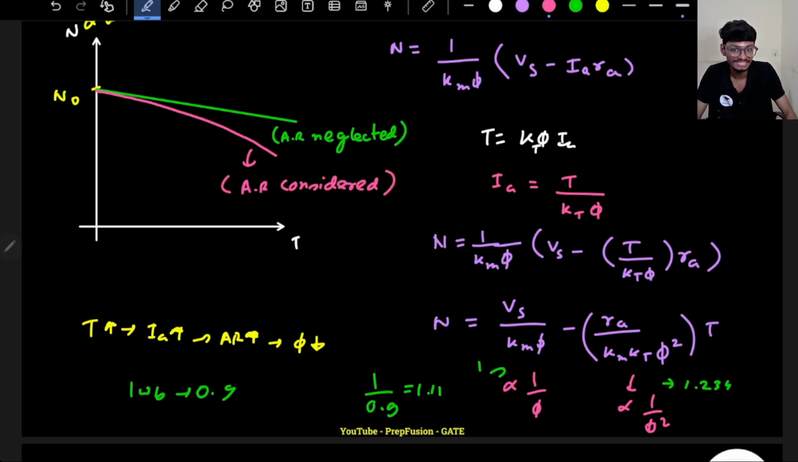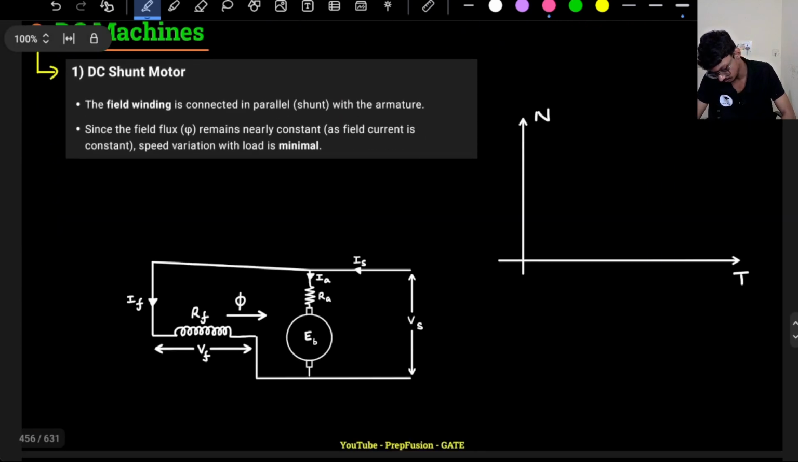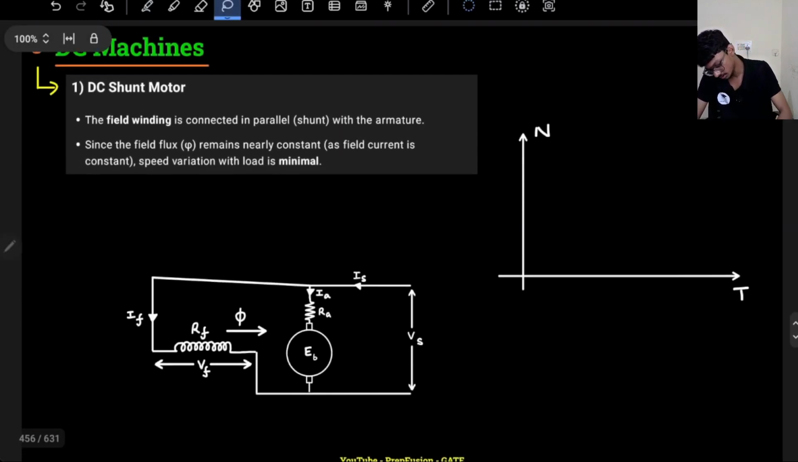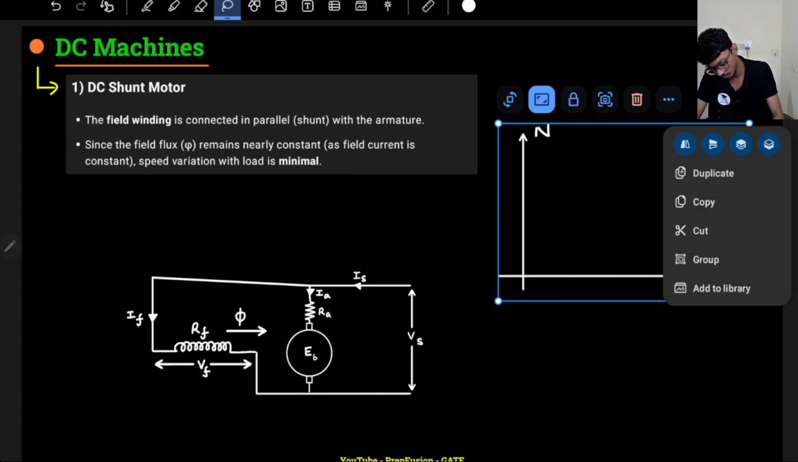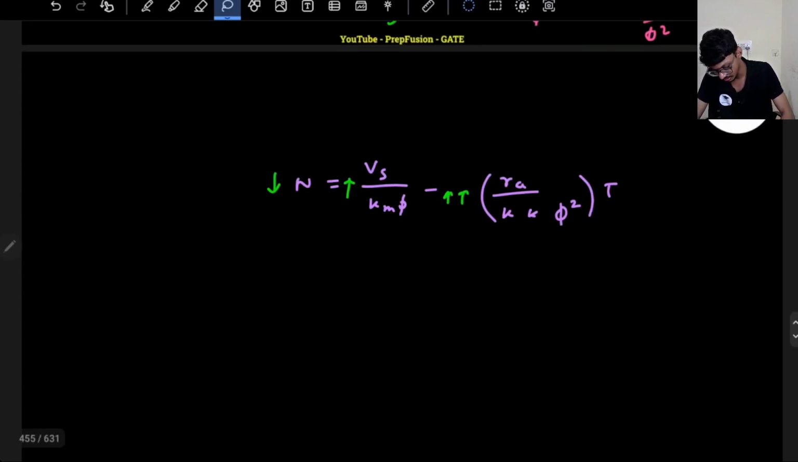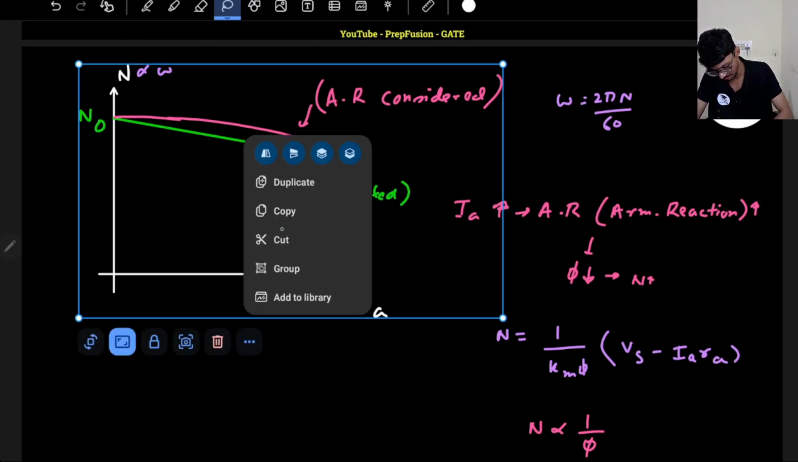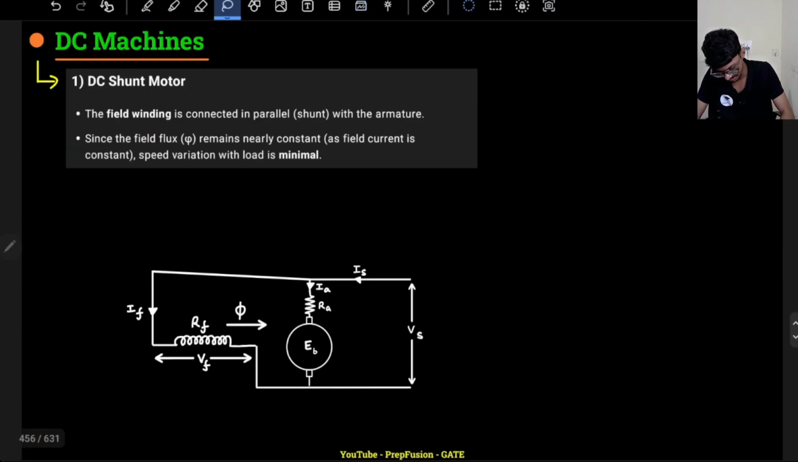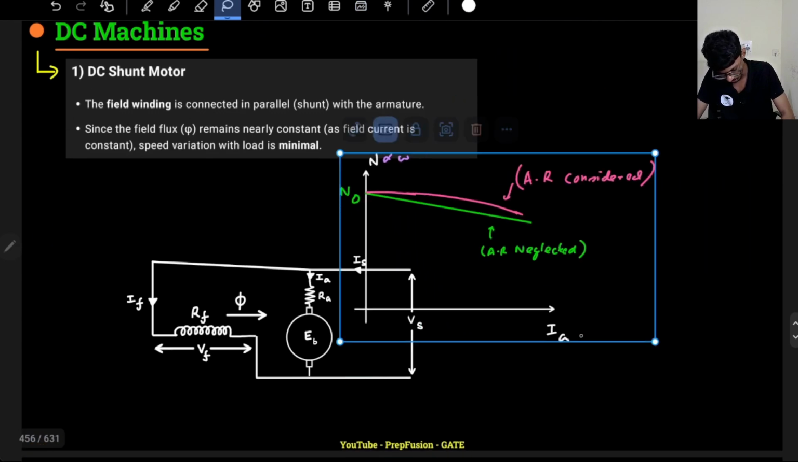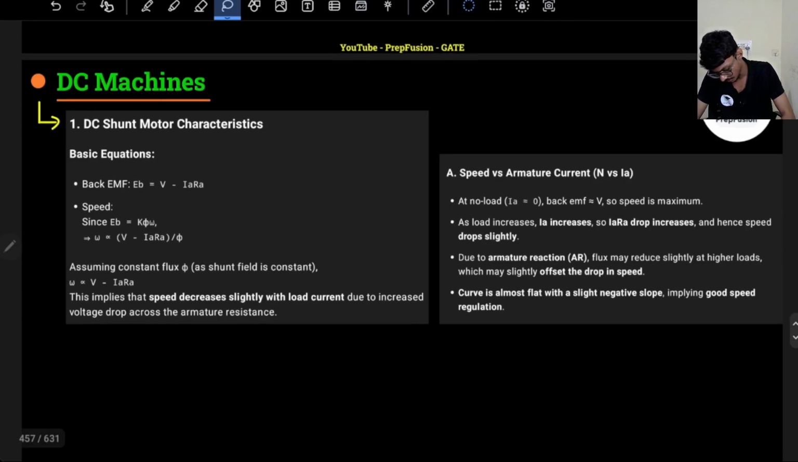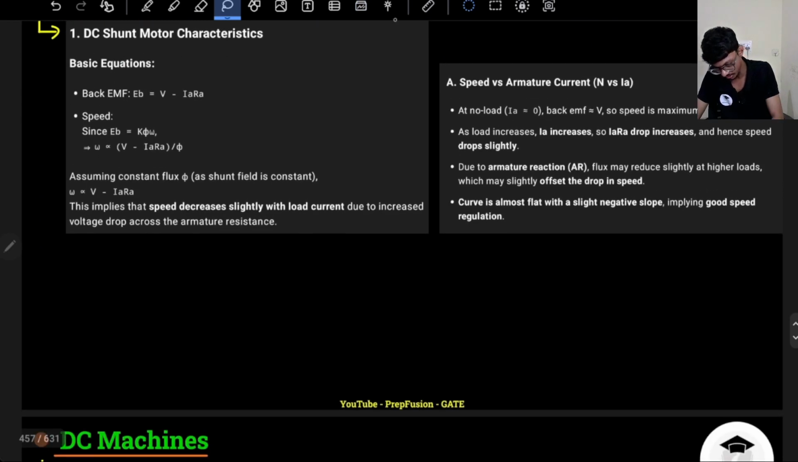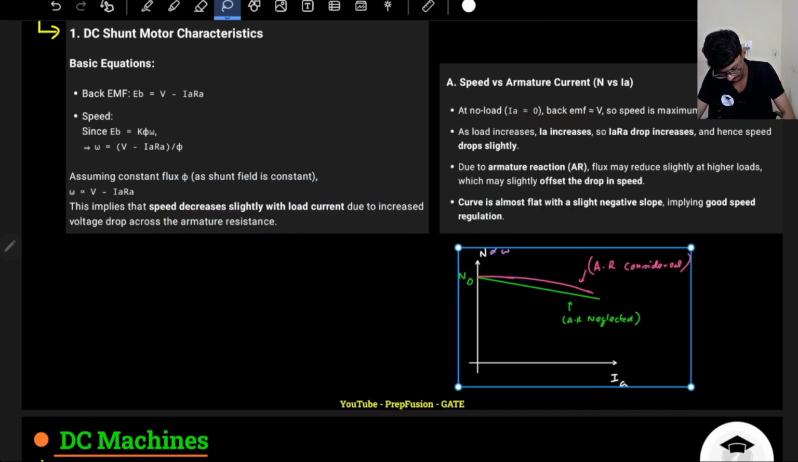So this is basically the characteristics of a shunt motor. We have already done the characteristics of a DC shunt motor. For a DC shunt motor, the speed variation from no load to full load is minimal, because we have already derived the load speed characteristics with armature reaction considered and ignored. So I don't need to explain much here. Whatever text is written, you can go through it. This is the speed torque, and from the basic equation you can directly find out the speed versus armature current graph.